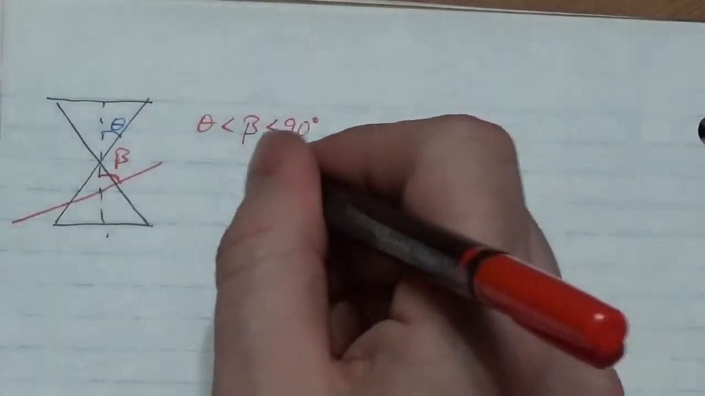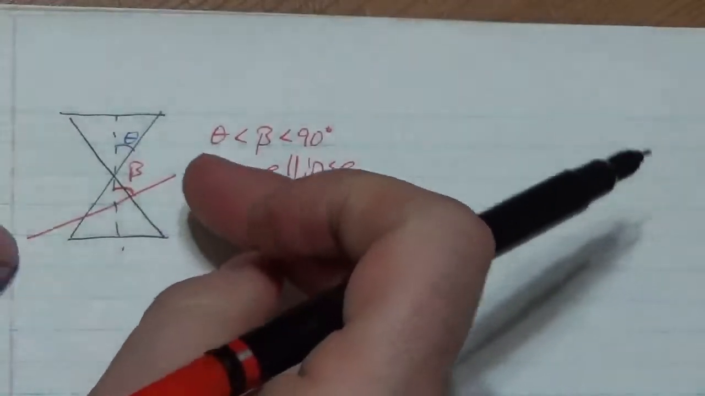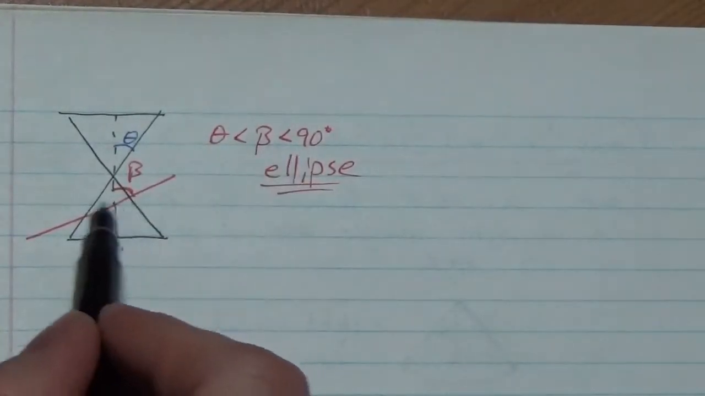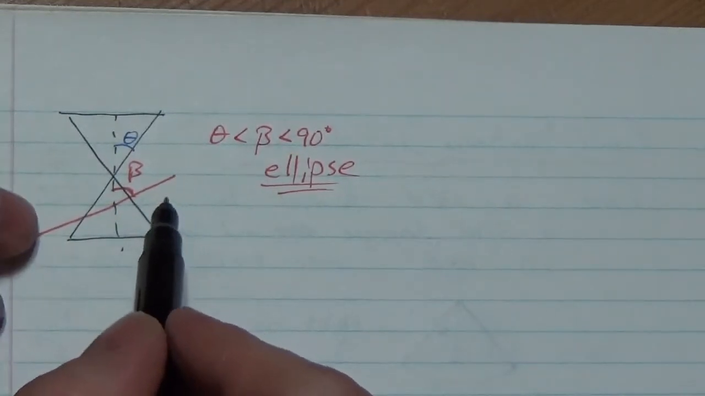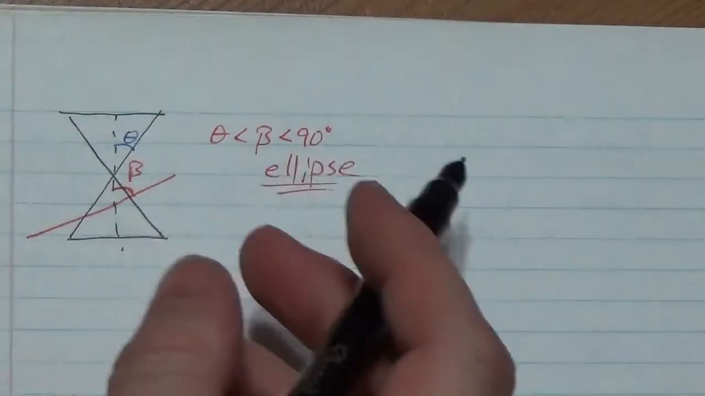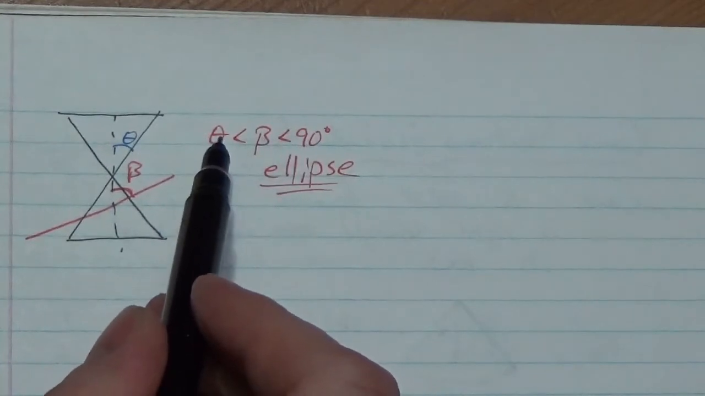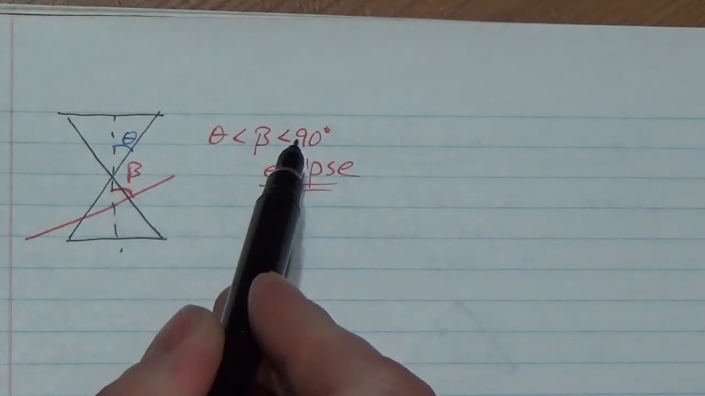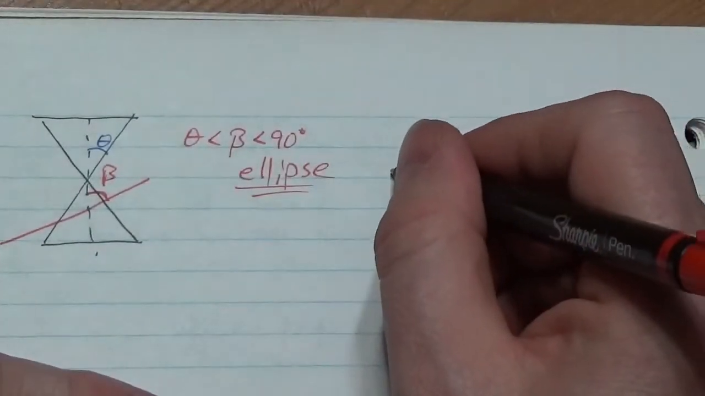Okay? And again, you can kind of see this here. The more we tilt this down, the closer that angle is to 90 degrees, the closer that ellipse is going to be to a circle. The more we tilt it away from 90 degrees, the more elongated that ellipse gets. But as long as it's between theta, the generator angle here, and 90 degrees, then we get an ellipse.